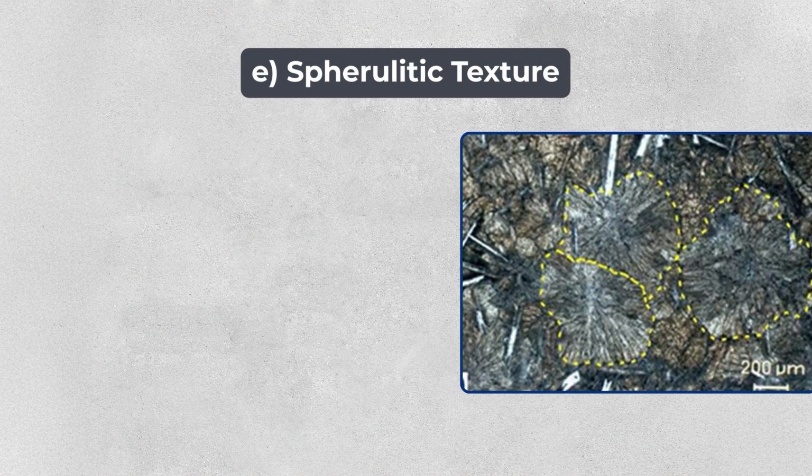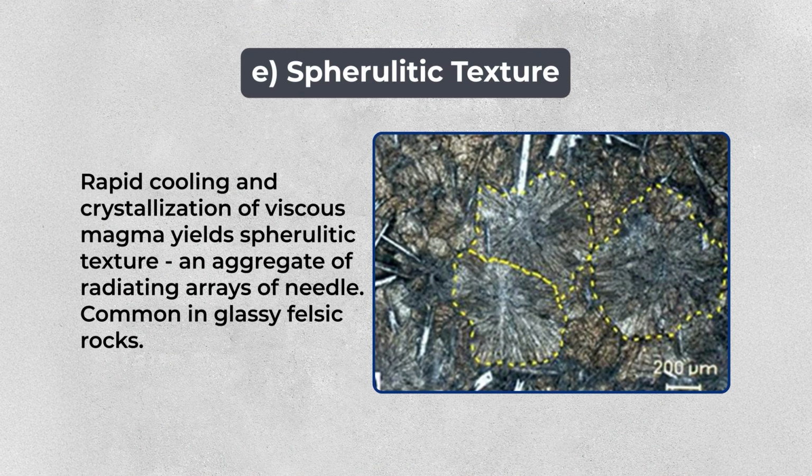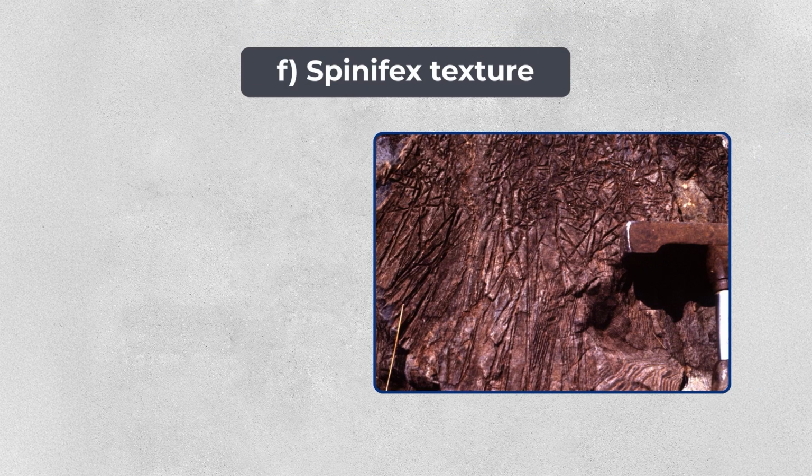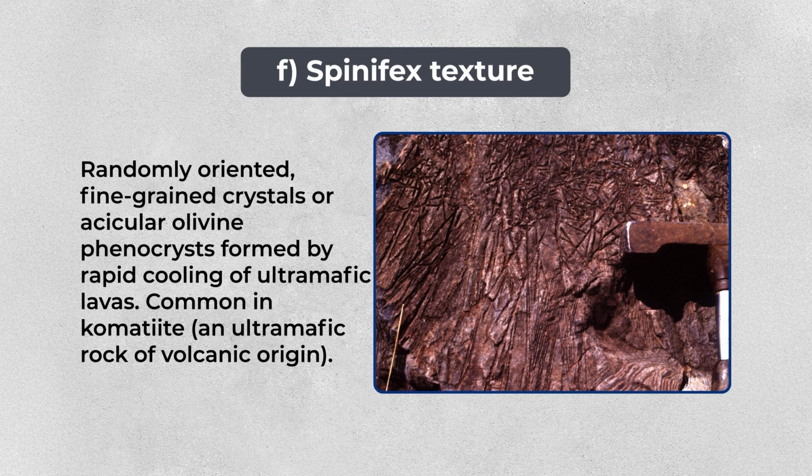Spherulitic texture. Rapid cooling and crystallization of viscous magma yields spherulitic texture. It is an aggregate of radiating arrays of needles, common in glassy rocks, shown here in the slide. Spinifex texture consists of randomly oriented fine-grained crystals or acicular olivine crystals formed by rapid cooling of ultramafic lavas, commonly found in komatiites, and komatiite is an ultrabasic rock of volcanic origin.